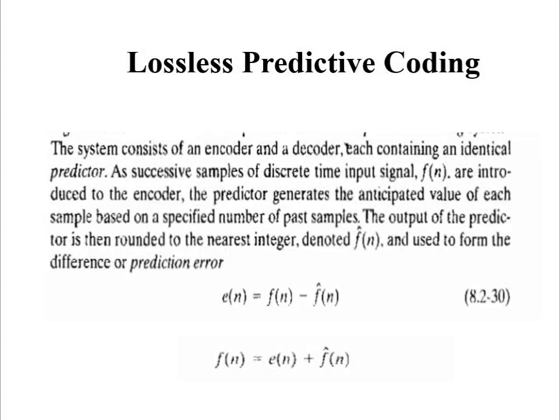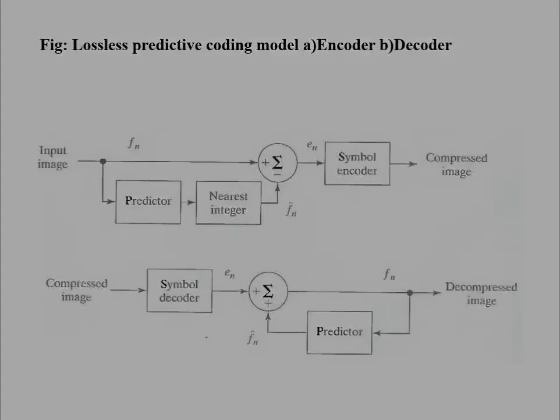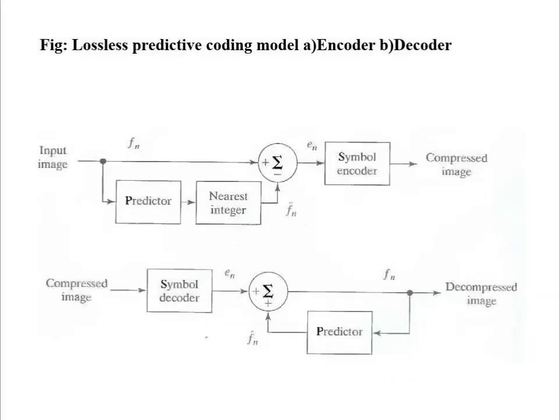Various local, global and adaptive methods can be used to generate f cap of n. In many cases, the prediction is formed as a linear combination of m previous samples. That is, it can be written as f cap of n is equal to round of the summation of i equal to 1 to m of alpha i f of n minus i, where m is the order of the linear predictor, round is a function used to denote the rounding or nearest integer operation, and the alpha i for i equal to 1 up to m are prediction coefficients.